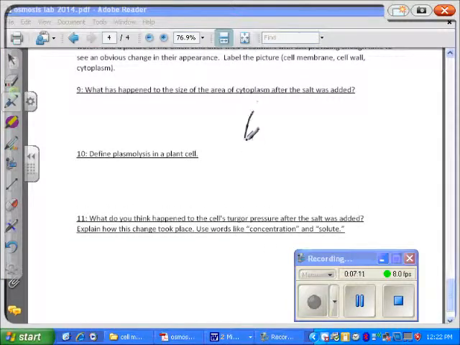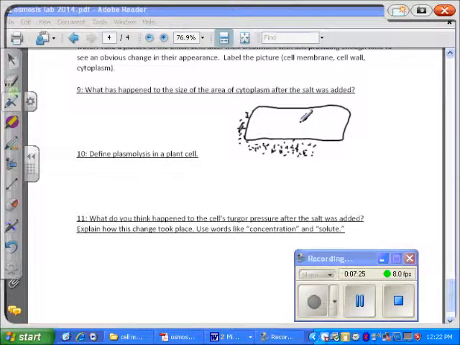And so you should have seen a cell wall like this. And when you have the salt water, that means there's a bunch of dissolved stuff out here. And so if you have a bunch of dissolved stuff, that means there's not as much space for water. So this is a low concentration of water. So water went from a high concentration to a low concentration.